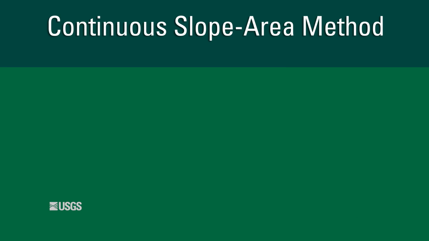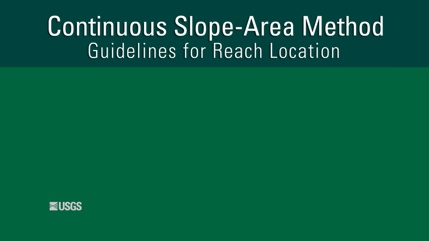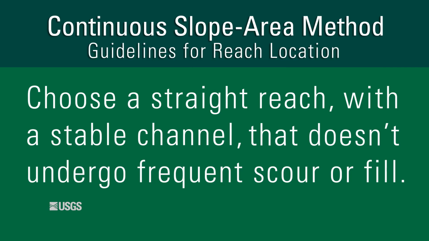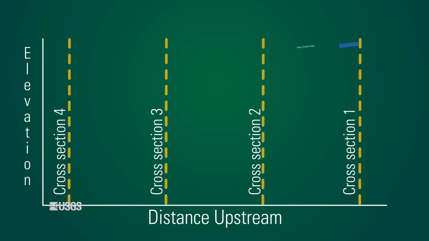When considering the location of a CSA reach, there are a few guidelines to follow for best results. You want to choose a straight reach with a stable channel that doesn't undergo frequent scour or fill. Sensors are installed at 3 or more cross-sections that are similar in shape and area for a given discharge. These cross-sections should be located at breaks in the water surface slope, with a mild contraction in the reach being preferable to expansion. Lastly, there should be at least half a foot of fall between cross-sections.